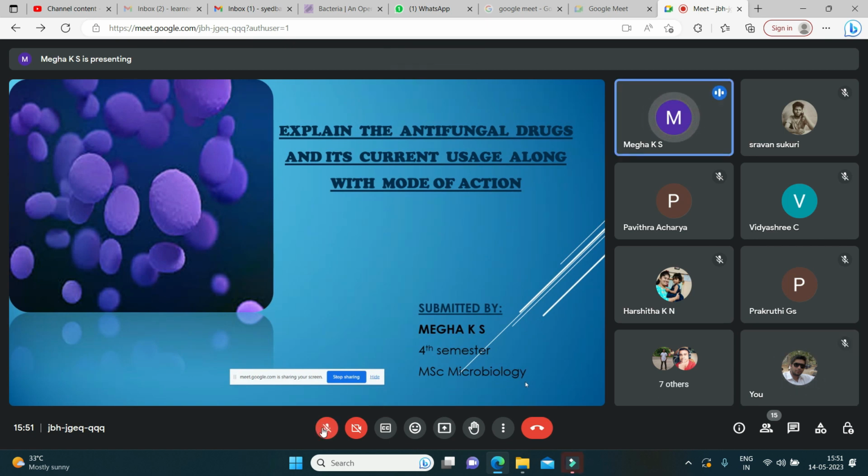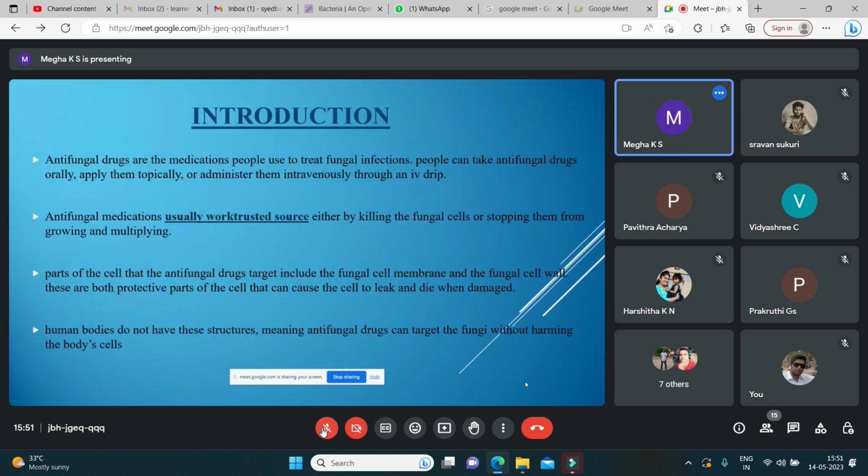Myself, Mega Case. My topic is to explain the antifungal drugs and their current usage, along with the mode of action. Coming to the introduction, antifungal drugs are medications that people can use to treat fungal infections, and people can take them orally, apply them topically, or administer them intravenously through a drip or something.